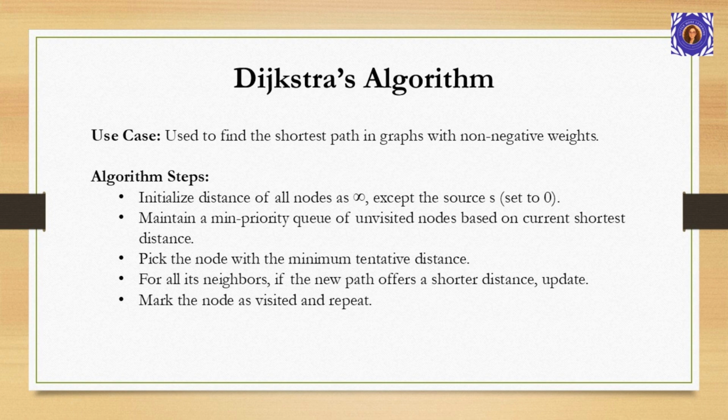Step 3. We repeatedly pick the node with minimum tentative distance. This is the greedy choice. We're betting that we've found the shortest path to this node. Step 4. For each neighbor of our selected node, we perform what's called relaxation. If the path through our current node offers a shorter distance to the neighbor, we update the neighbor's distance. Step 5. We mark our current node as visited and repeat until all nodes are processed.